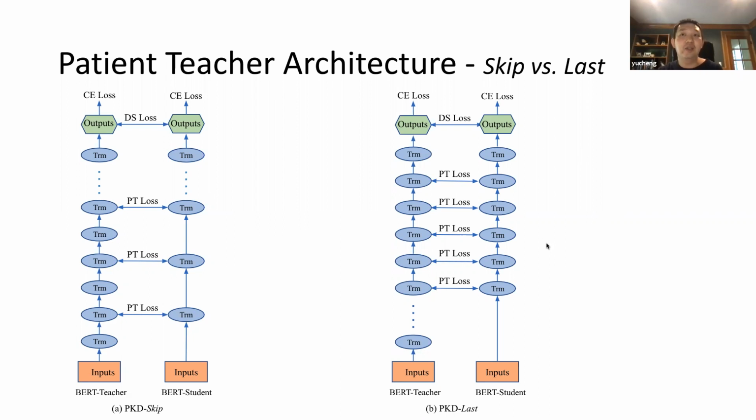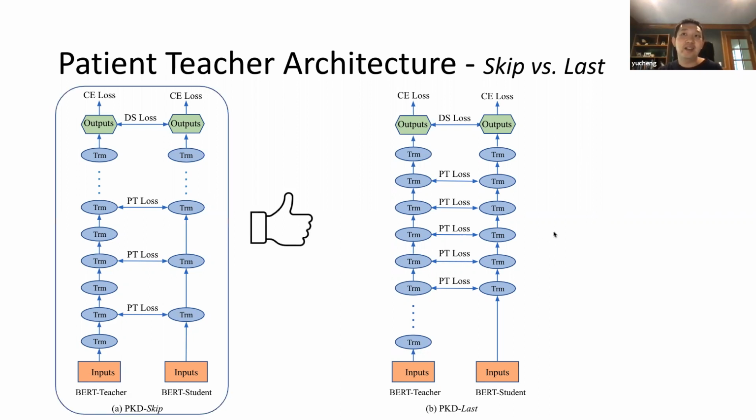There is also another version called PKD last. It just directly matches the last few layers between the teacher and the student. Like this is the 12-layer BERT and the 6-layer BERT. You will match from 7 to 12 on the teacher to the student model from 1 to 6. We don't have a survey to compare which one is better, but empirically we found PKD skip is slightly better than PKD last.